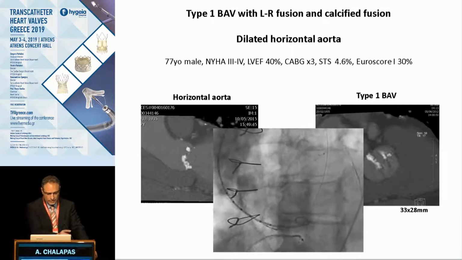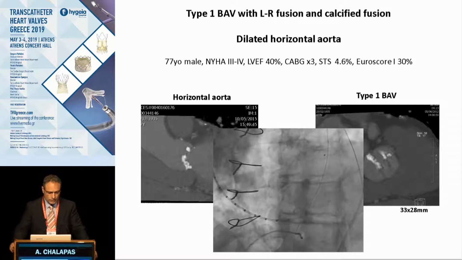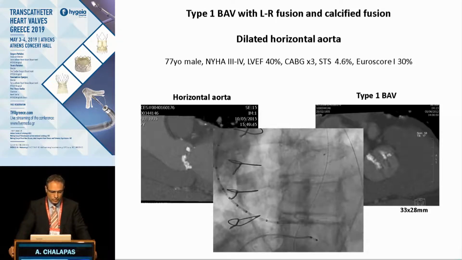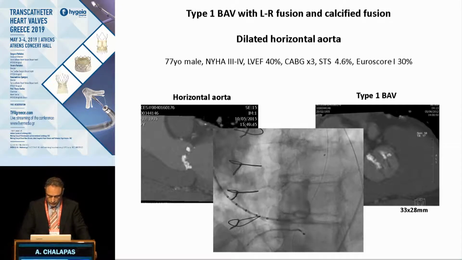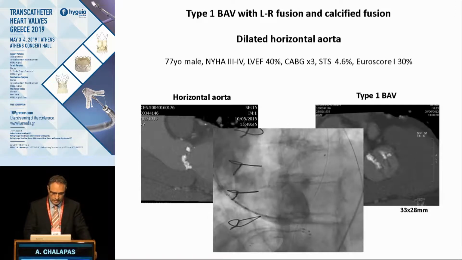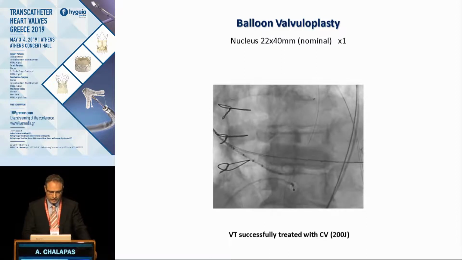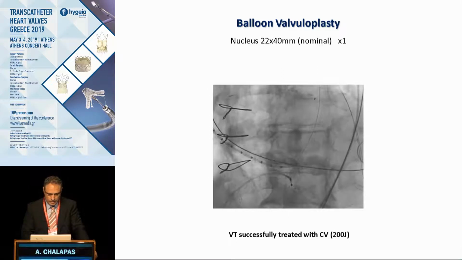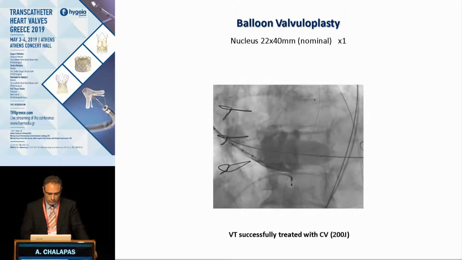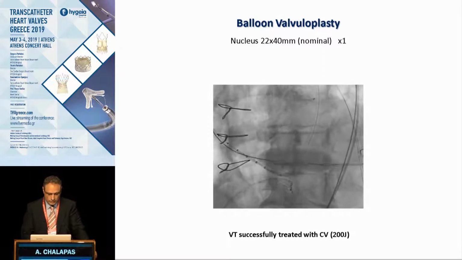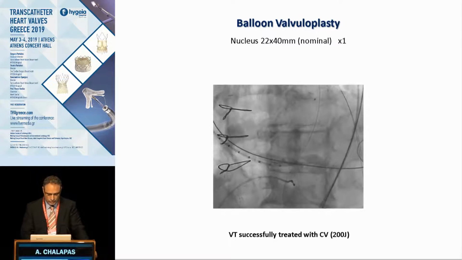You see from the CT that there is a horizontal aorta, a huge calcium volume, not only at the level of the annulus, but also a volume of calcium protruded into the LVOT. And from the aortography, you see the horizontal aorta and the dilated aorta. We start with a valvuloplasty using a Nucleus 22 millimeter in size. We have not complete sealing. We've seen some paravalvular leakage, and at the same time, the patient experienced VT, which was successfully treated with cardioversion.